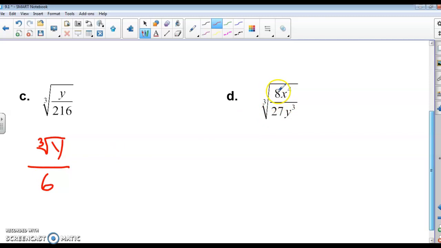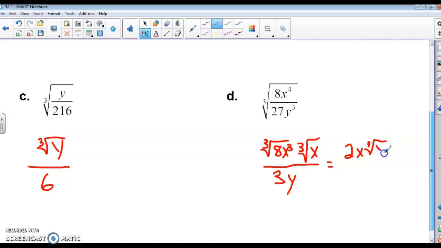And for this one, the cube root of 8 is 2. But x is not a perfect cube over there, so the perfect cubes are 8 and x to the 3rd. And then I'll have the cube root of x on top of my fraction. Now on the bottom, the cube root of 27 is 3. The cube root of y to the 3rd is y. So now I just have to iron this out. The cube root of 8x to the 3rd is 2x, times the cube root of x, over 3y. Okay, and so that is simplifying radicals with cube roots.